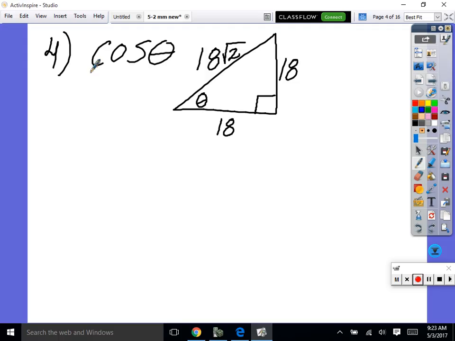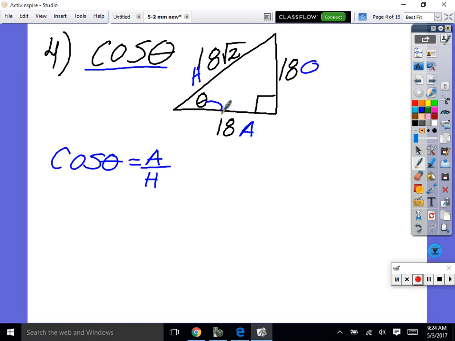It says, find cosine of theta. So you'd say to yourself, okay, what's the true statement here? Cosine of theta is, oh heck, isn't it another hour? Perfect. So now you have to go to theta. We need to put our adjacent side over our hypotenuse side. So from theta, what would this side be? Opposite, this would be adjacent, this would be hypotenuse. So we're going to put our adjacent side, which is 18, divided by our hypotenuse, which is 18 root 2.